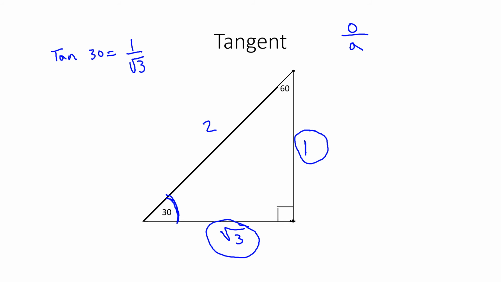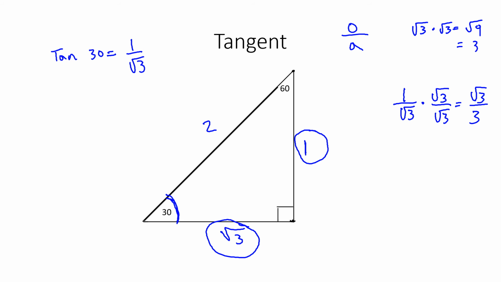Remember that we need to rationalize. We don't want square roots in the denominator. So we're going to say 1 over radical 3. We're going to multiply by radical 3 over radical 3, and that's going to give us radical 3 over 3. Remember, square root of 3 times square root of 3 is equivalent to square root of 9, and square root of 9 is just 3. So tangent of 30 is radical 3 over 3.